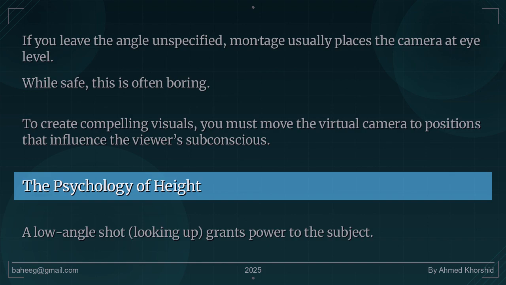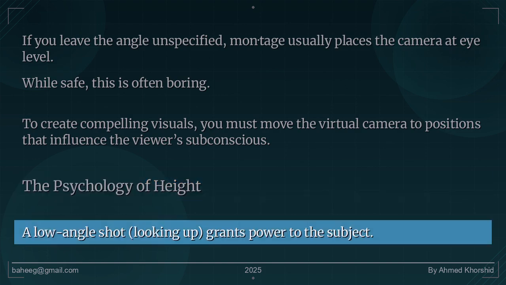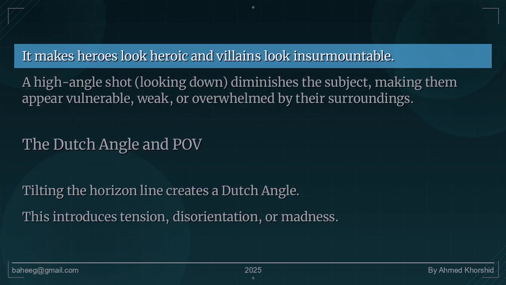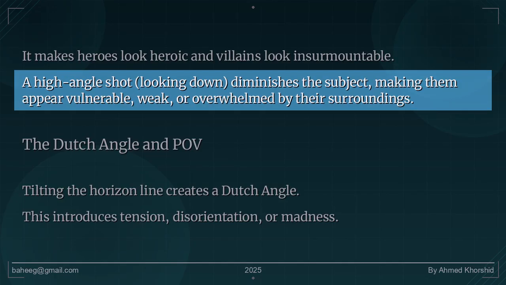The psychology of height. A low-angle shot, looking up, grants power to the subject. It makes heroes look heroic and villains look insurmountable. A high-angle shot, looking down, diminishes the subject, making them appear vulnerable, weak, or overwhelmed by their surroundings.